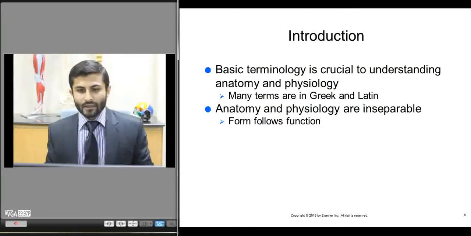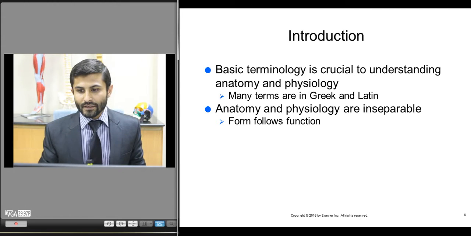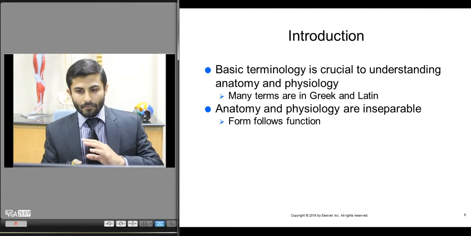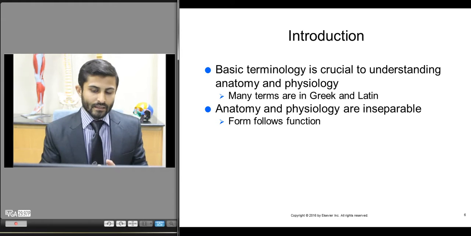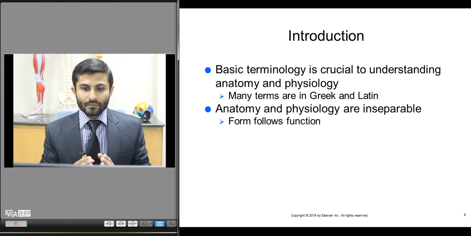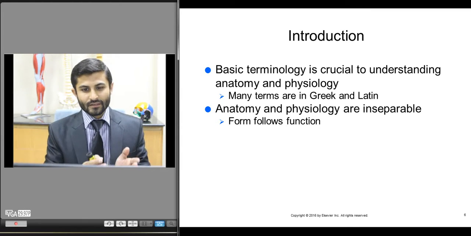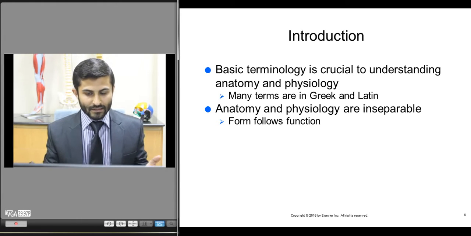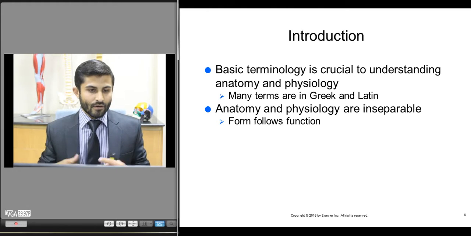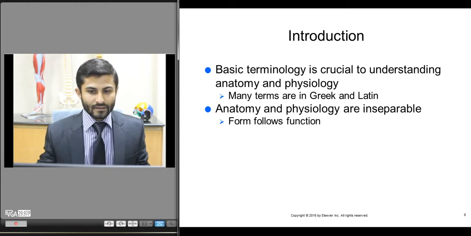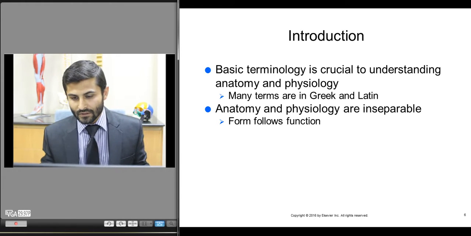If you look at the basic terminology, it is really very crucial to understanding anatomy and physiology because most of the terms are in Greek and Latin. The word anatomy itself is a Latin word which is taken from ana and tomi, so to cut up and see and to study, and physiology is the study of function. So we are going to discuss the basic terms of anatomy and physiology.